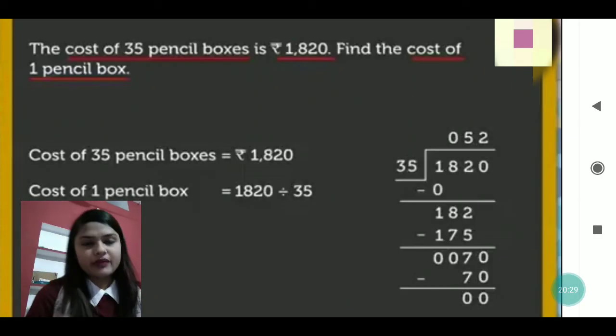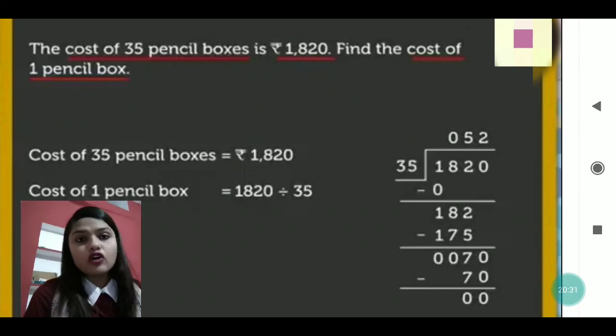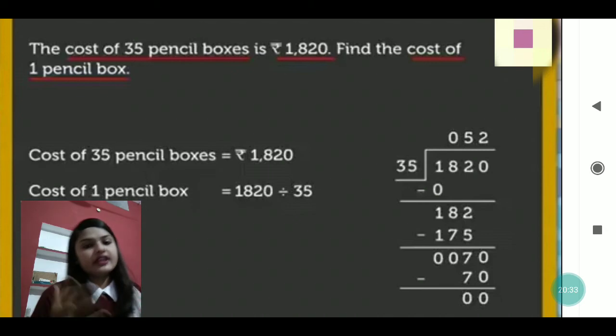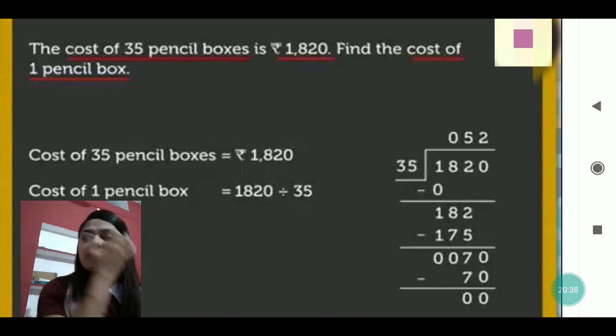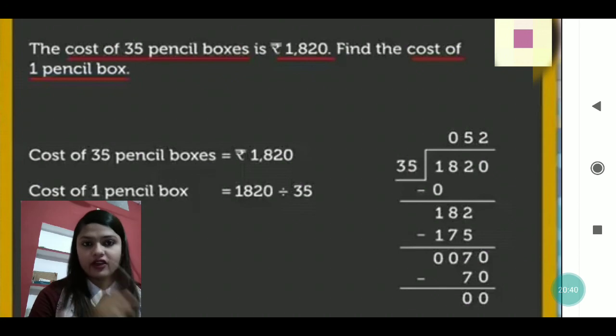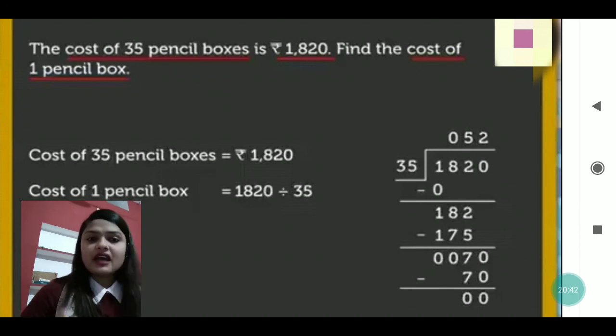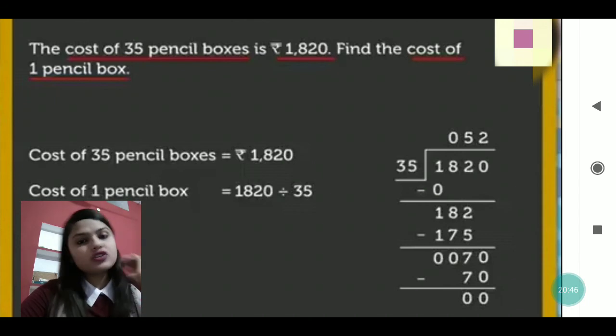So the next question, my dear. There it is written the cost of... here the numbers are not there now, it's cost coming. Cost means price of something. Cost of 35 pencils is rupees 1820. 35 pencils cost this much. Find the cost of one pencil.